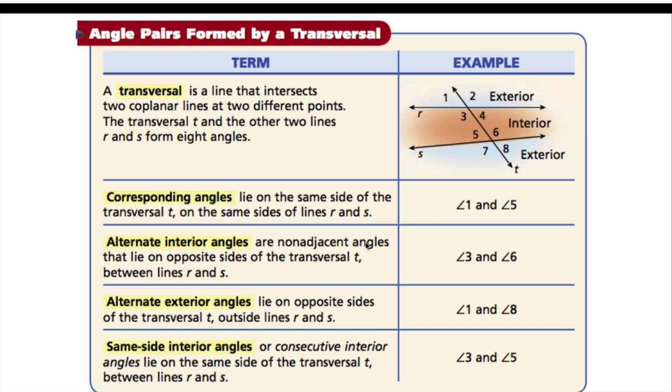Alternate interior angles, so we have interior angles. Alternate means opposite, so 3 and 6 are alternate, 4 and 5 are alternate. Alternate exterior angles, so we're dealing with our exterior angles. Opposite spots are 1 and 8 and 2 and 7. Same side interior angles, so 4 and 6 are same side interior and they add to 180. 3 and 5 are on the same side and they're interior and they add to 180.